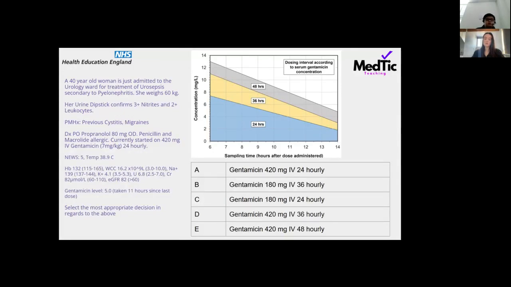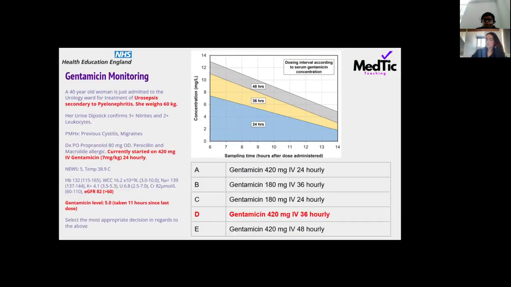All right, that is your time to answer this question. And the answer for this would be D, gentamicin 420 milligrams IV over a 36-hour period. Now, gentamicin dosing is one of those very tricky things that you have to learn for the PSA, and it is going to keep appearing in your practice papers, and it is very clearly pointed out in your syllabus as a core thing to need to know for the PSA. So you need to get as comfortable with it as possible.